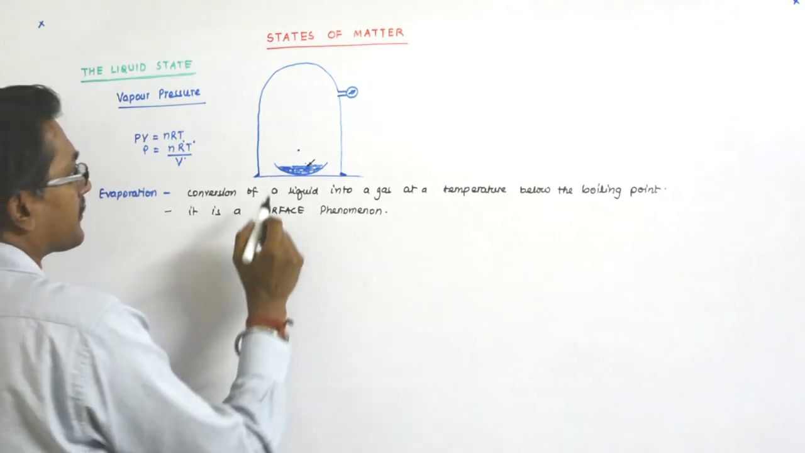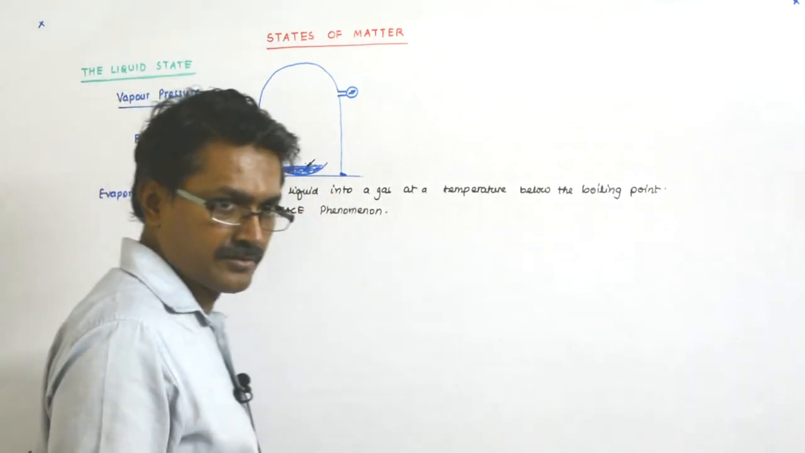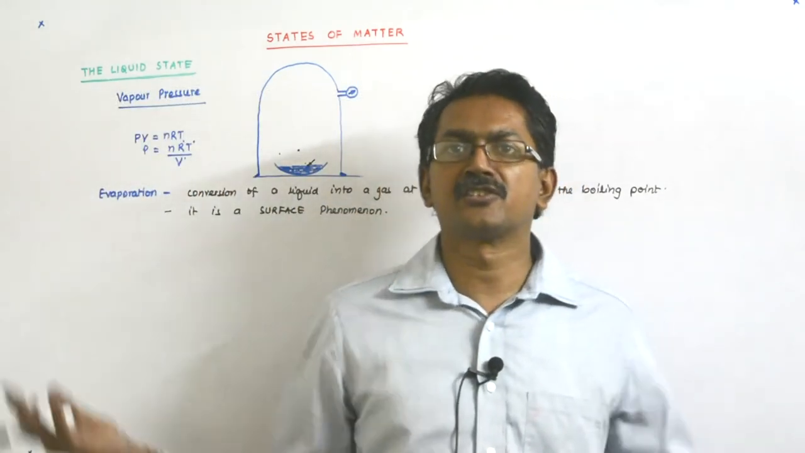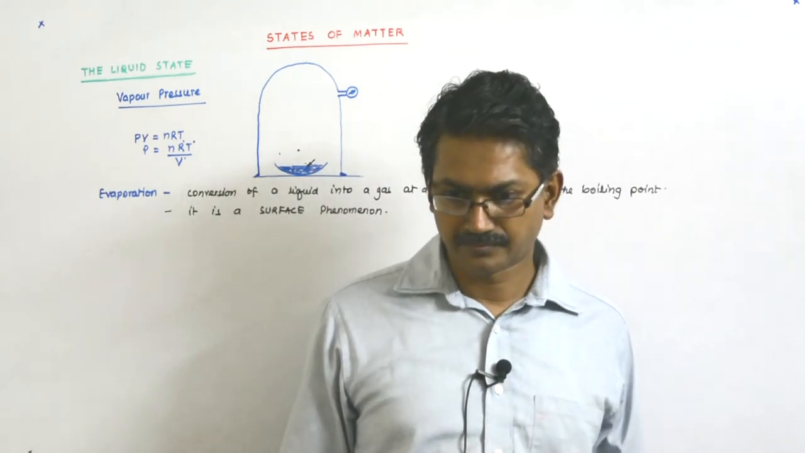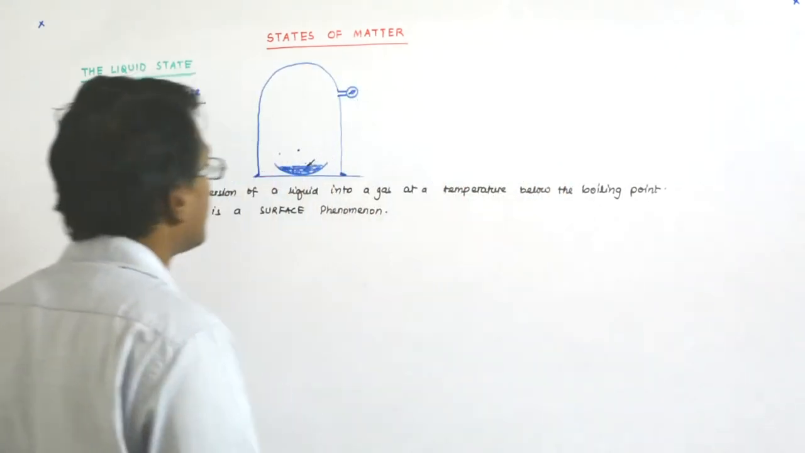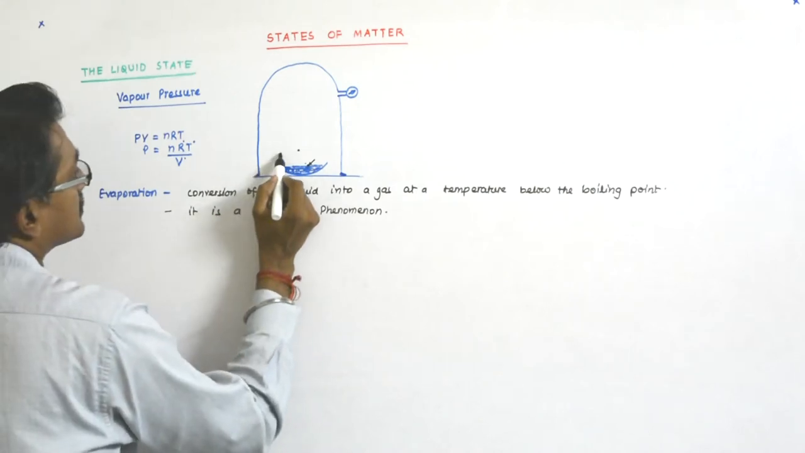Where does that energy come from? From the ambient temperature, from the heat energy in the ambience, right? Why not the particles below the surface? Yes, because they are not exposed to that.